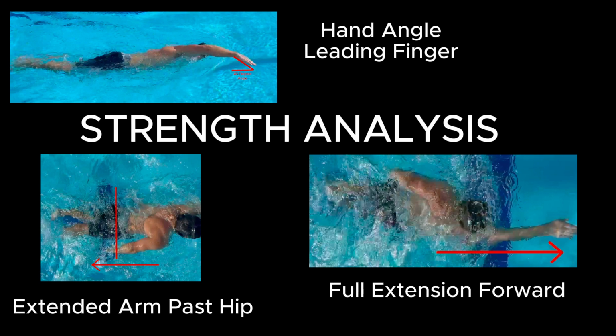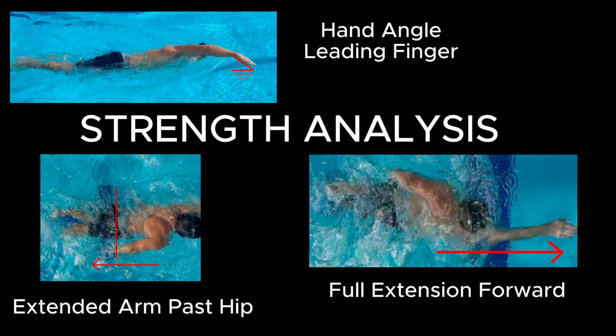A key strength in my freestyle stroke is the way I fully extend forward at the start of each stroke. This full extension is important because it increases my stroke length and helps me glide further with less effort. I also enter the water with my hand angled at 45 degrees and my middle finger leading, which improves my feel for the water and sets up for a strong, efficient catch.